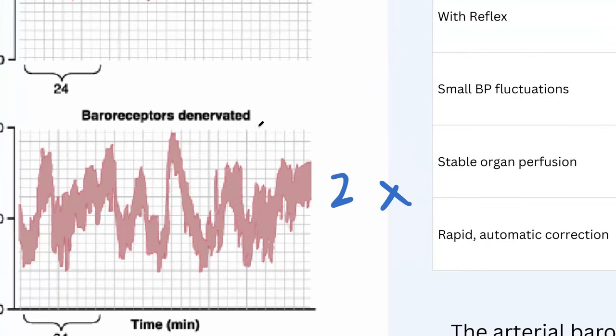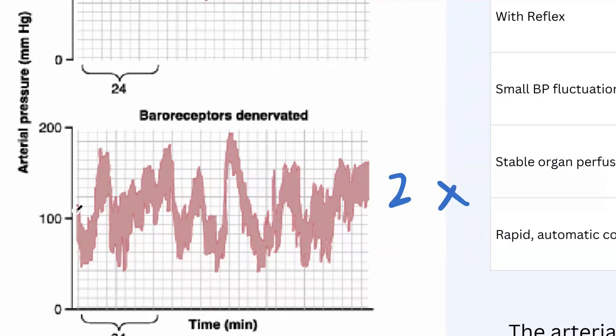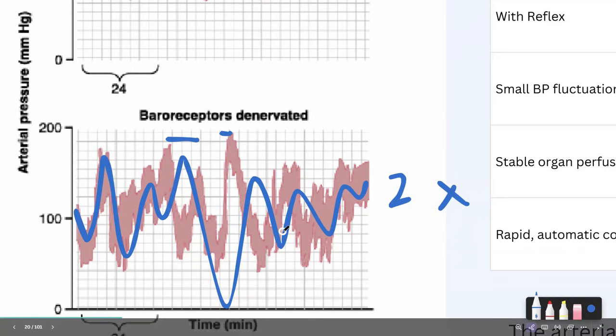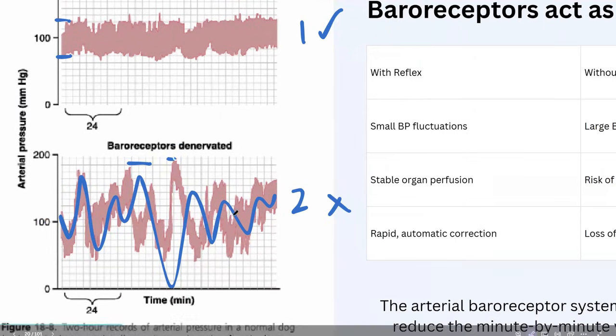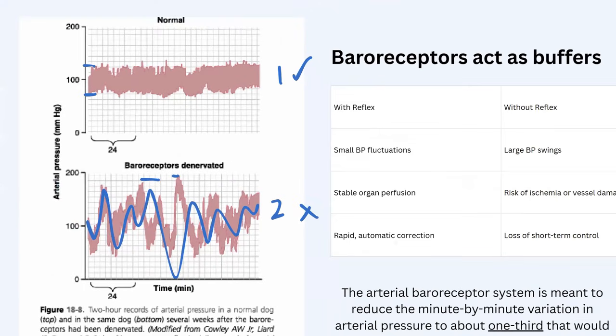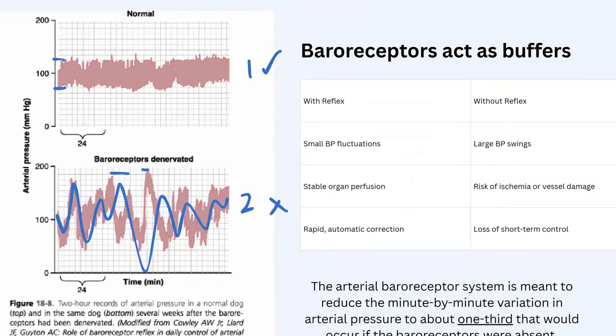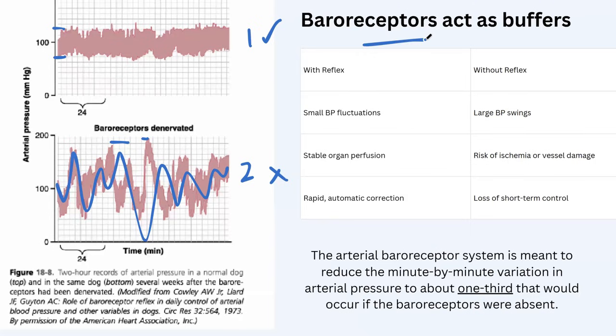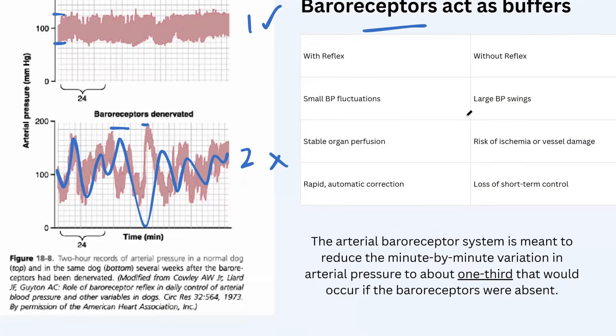But in the dog where you remove the baroreceptors, the blood pressure is crazy. It's going up and down, up and down. It's like 180, it's reaching 200. So what I mean to say is that the fluctuations are crazy. And if you have such fluctuations, it's going to cause either damage because of high blood pressure or ischemia because of very, very low blood pressure. What you want is to keep it in a range. You don't want all these large BP swings. And that is why baroreceptors act as buffers of this system.